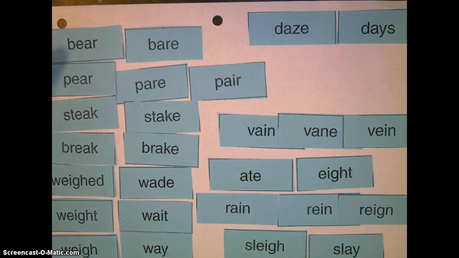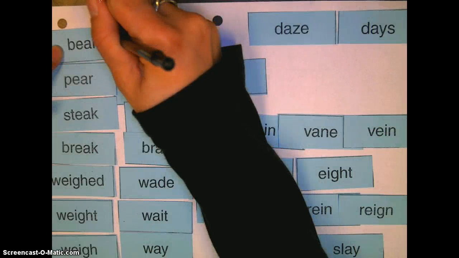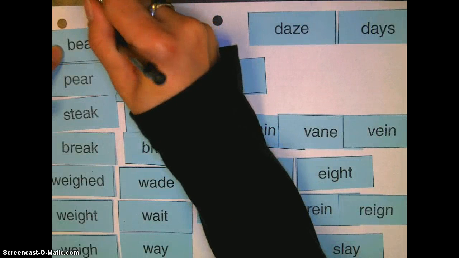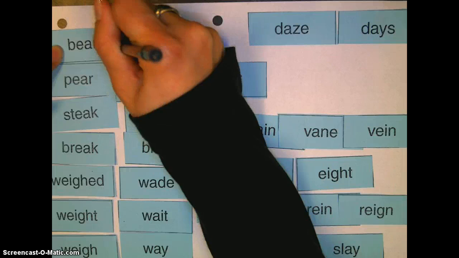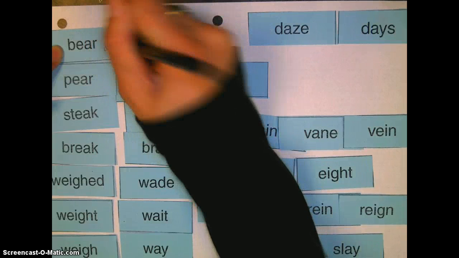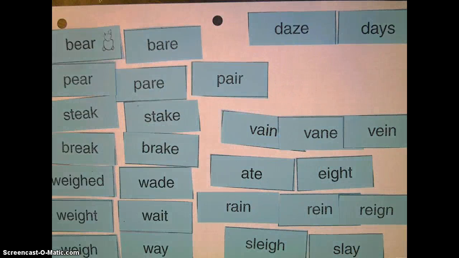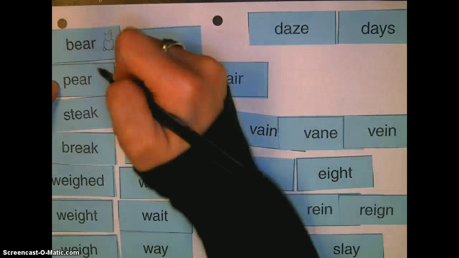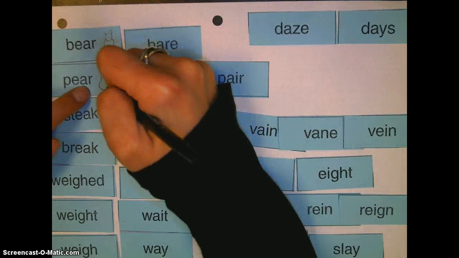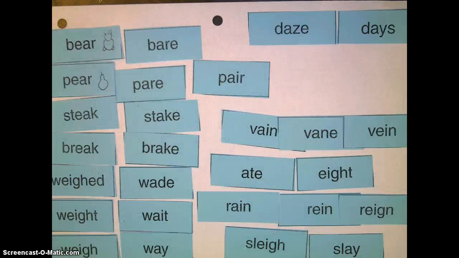So for example, bear, B-E-A-R, is the animal bear. So I'm going to draw just a little bear on this picture here to help remember that that bear is the animal. This pear, P-E-A-R, is the fruit. So I'm going to draw a little picture here to remind me that that pear is a fruit.